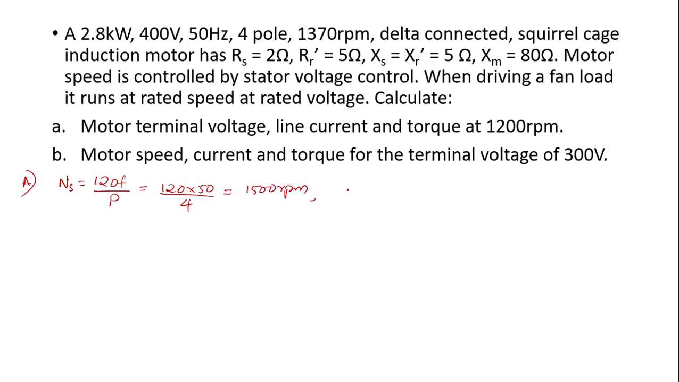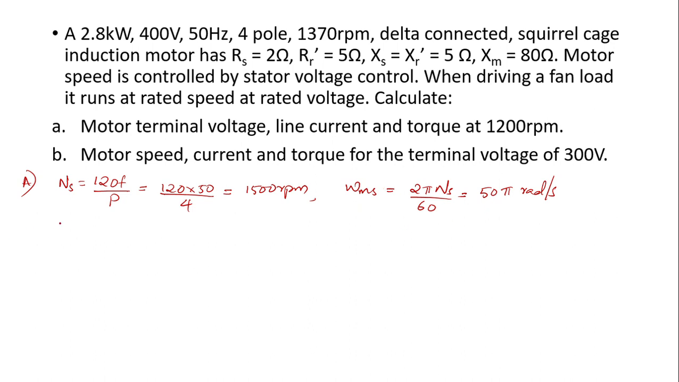And you can also find out the synchronous speed in terms of radians per second. It is given by 2 pi ns by 60. If you substitute the value of 1500, you will get it as 50 pi radians per second. So you have got the synchronous speed in RPM as well as in radians per second.